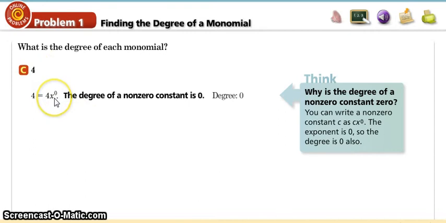Now we could write it as x to the 0 because we know that x to the 0 power is 1, so it doesn't change the value here, but the degree of this constant is 0. There's not an exponent. Well, there's not a variable. The exponent would be 0 if we had a variable, so that's the degree.